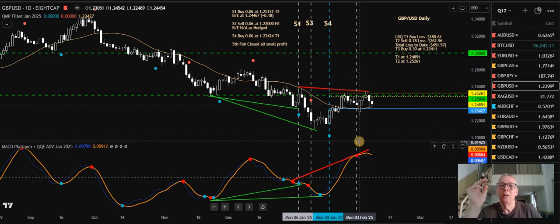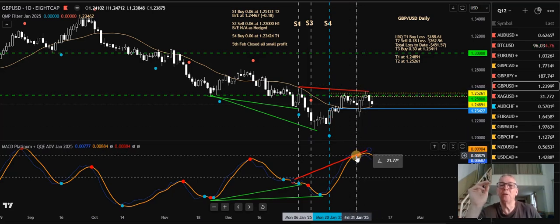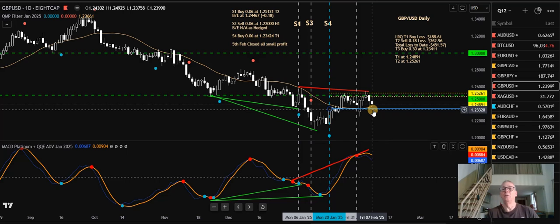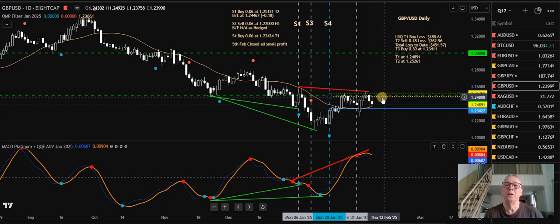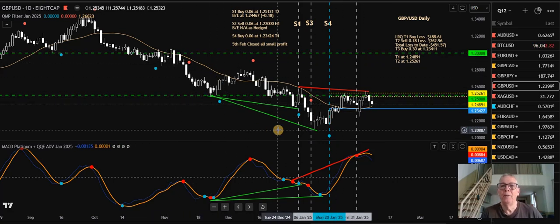There's nothing else happening. In the meantime, the MACD platinum's above the zero level. We've got hidden bearish divergence there. We've got a red dot on the MACD platinum above the zero level. I'm in sell mode. So not on Monday, but it might be soon. Again, the green levels, 1.300, 1.25, the big round numbers, 1.25, 1.3.